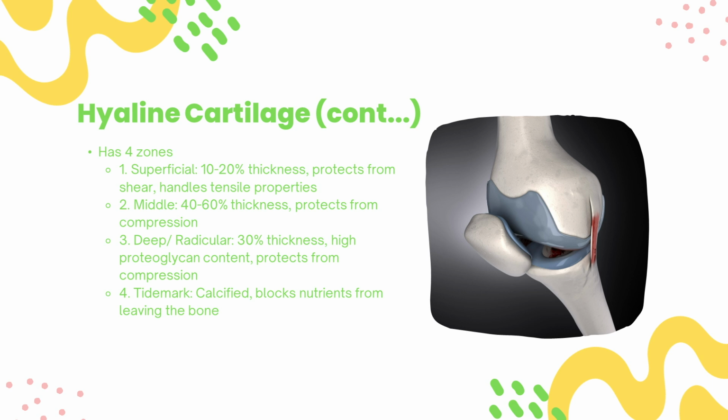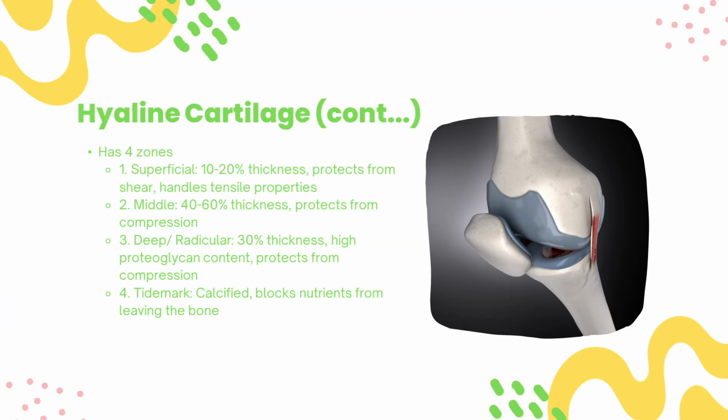And then we go a little bit deeper into the middle zone. Now the middle zone of the cartilage is actually 40 to 60% of the thickness of the cartilage. So this is the big mama, the middle zone. And that thickness helps to protect against compression, which again, we know our weight-bearing joints get a lot of compression throughout the day. So that middle zone, that 40 to 60% of the thickness of the cartilage handles a lot of that compression. And then we go into the deep and the radicular, so more of these round type of fibers of the cartilage itself.